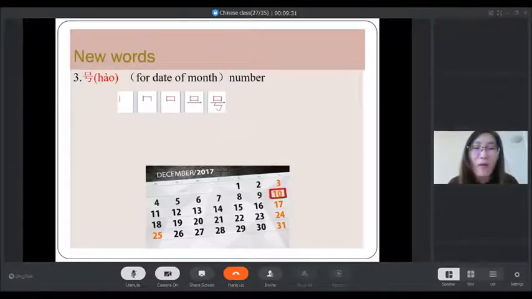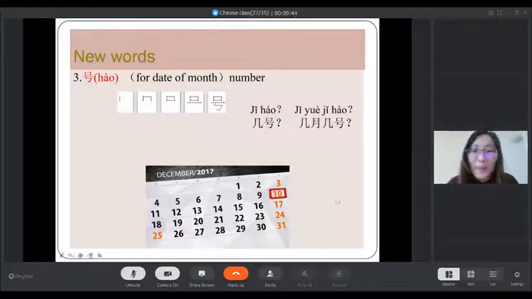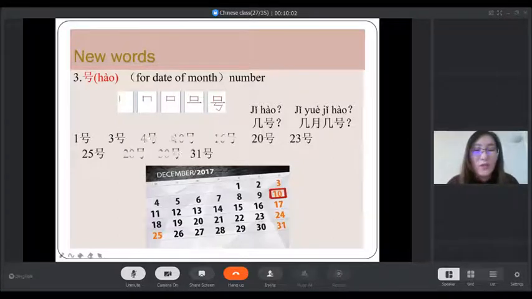Look at next one. 号. It is an expression of number, but it's the date of the month. For example, 几号. 几 means which. 几号 means which day. 几月几号 means which month, which day. So for example, in the months, there are 31 days. So the date, December 1st, we say 1号, and second 2号, third 3号, and then 20号, and 30号, 31号.